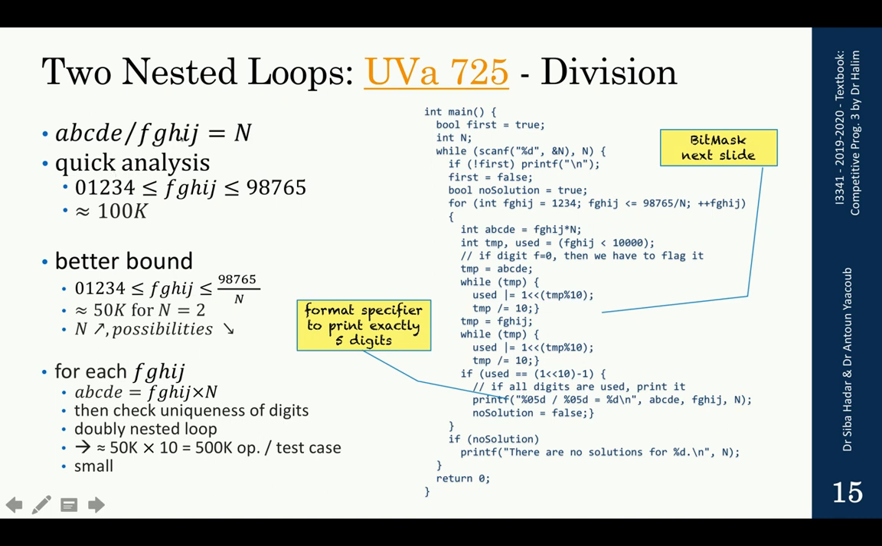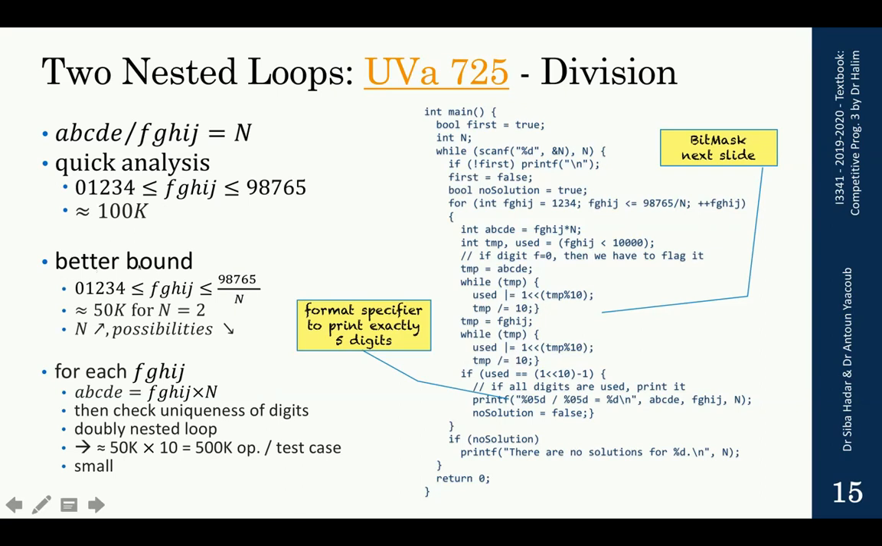Since this is a division, and the numerator over the denominator is equal to n, the first analysis will give us that this is a 5-digit number, so it must be contained between 01234 and 98765, which are the smallest and biggest numbers composed of 5 digits. So first of all, our complete search is limited to 100,000 operations. Okay, and this is a first bound.